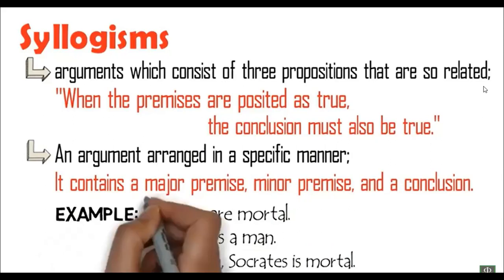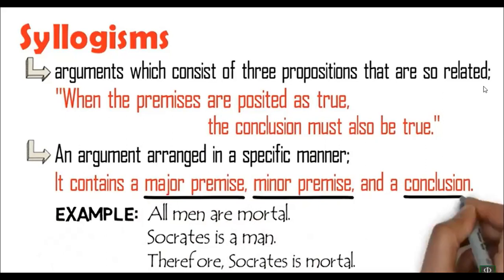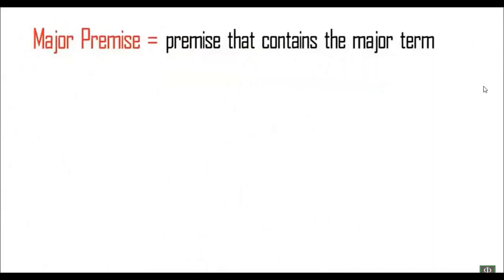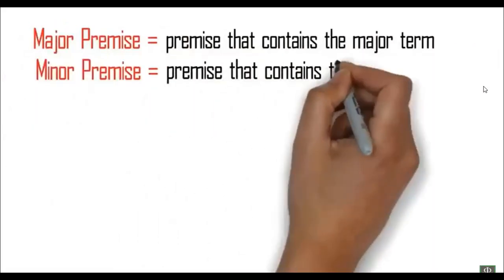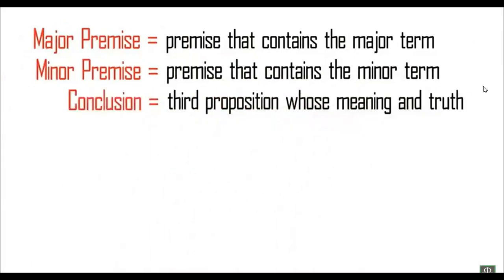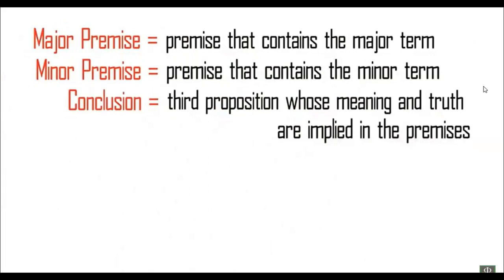Now, how do we determine the major premise, minor premise, and the conclusion? The major premise is the premise that contains the major term, while the minor premise is the premise that contains the minor term. The conclusion is the third proposition whose meaning and truth are implied in the premises.